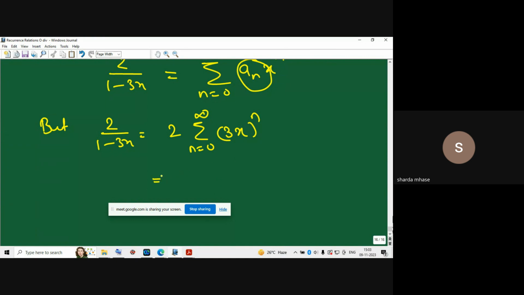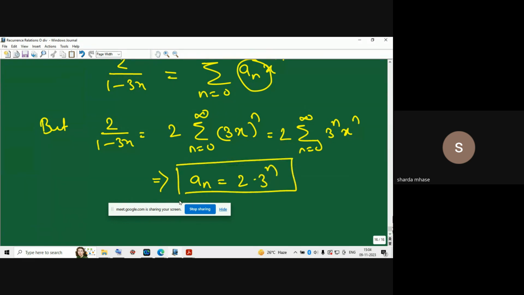So it's clear that a n is equal to, this 2 is here, and this is 3 raised to n. What you can do is sigma 2 times n from 0 to infinity 3 raised to n x raised to n. So I can see 2 times 3 raised to n is the value of a n, if I compare with the standard format. This is the required solution.